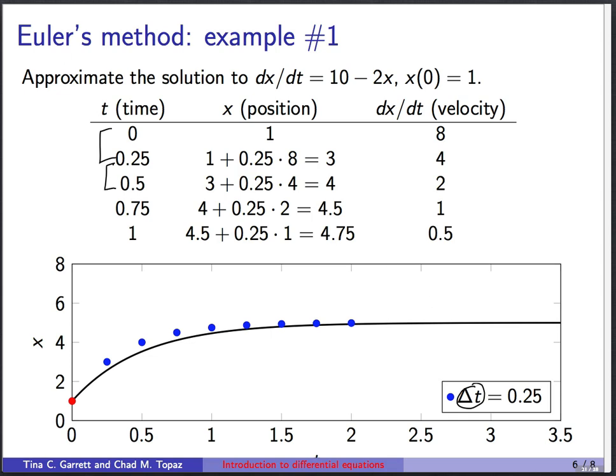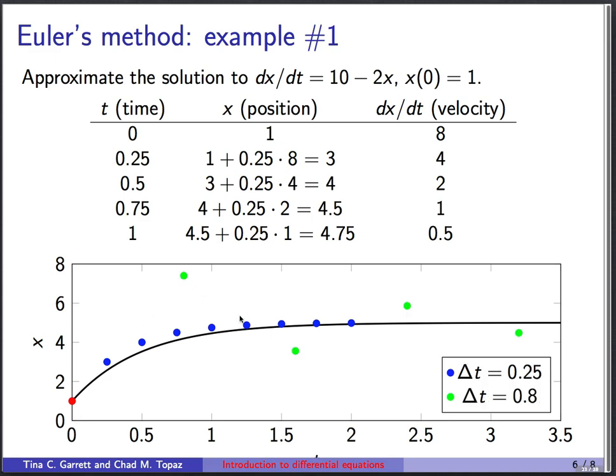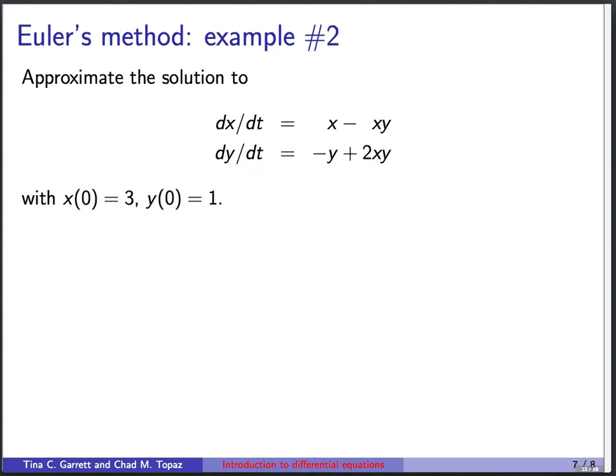With that in mind, let me show you a second set of data. What if instead of using time equals 0.25, I had used a larger value, which means it should be less accurate? Well, if I do that, I get these green dots here, and you can see that those don't do a very good job at all of approximating the unknown function. So this is Euler's method, and let me just show you the same idea for a system of differential equations.